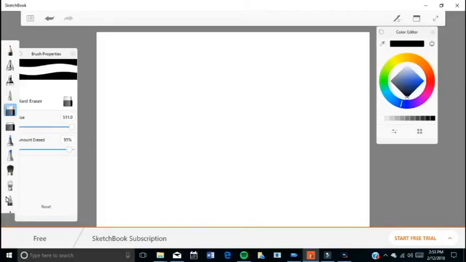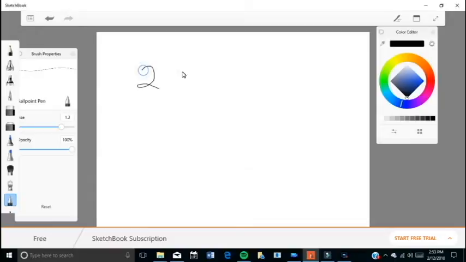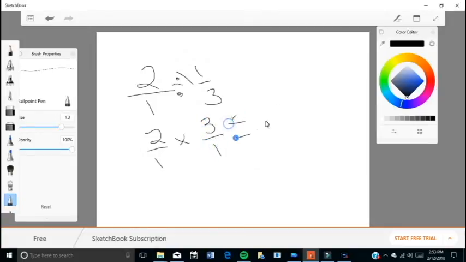So to do that, what I have to do first is put a 1 under my 2. So now it's 2 over 1 times 3 over 1. Okay, and it's going to give us the 6 we need, because that's how many parts we now have.